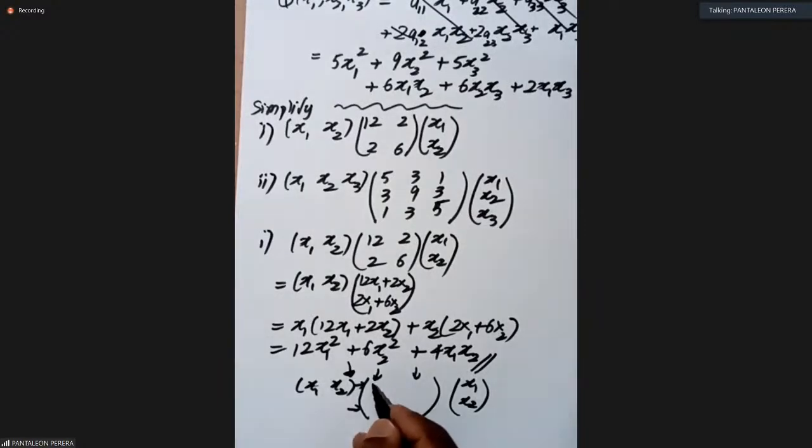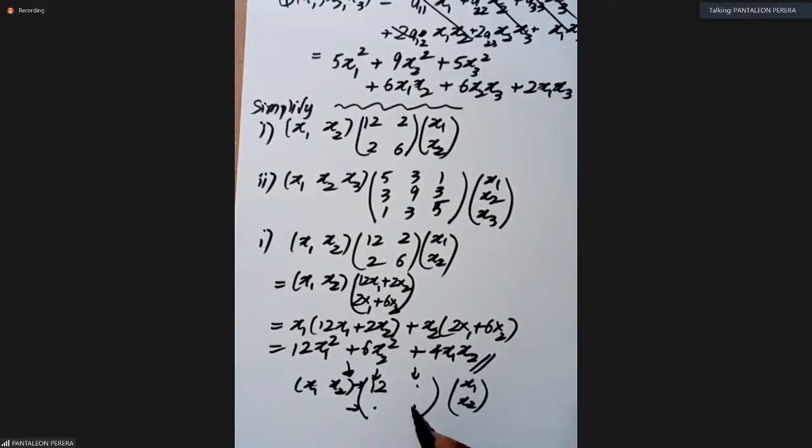This position is 1,1, first row, first column. You have to multiply the same variable, x1 times x1, which means x1 squared. So its coefficient is 12. Here it is 2,2. This position is 2,2, therefore x2 times x2, x2 squared. Its coefficient is 6. Look, here you have 4.